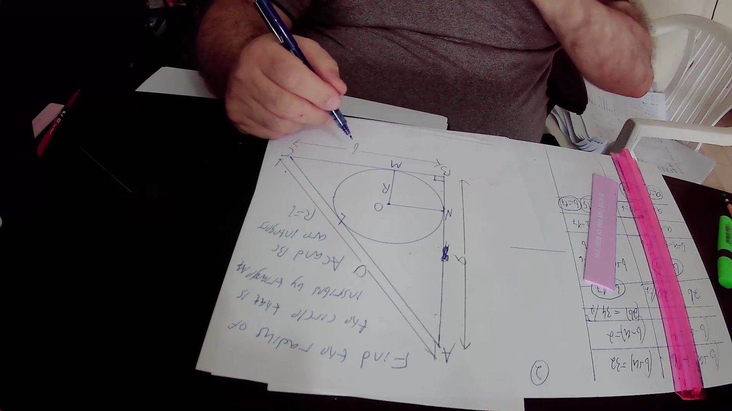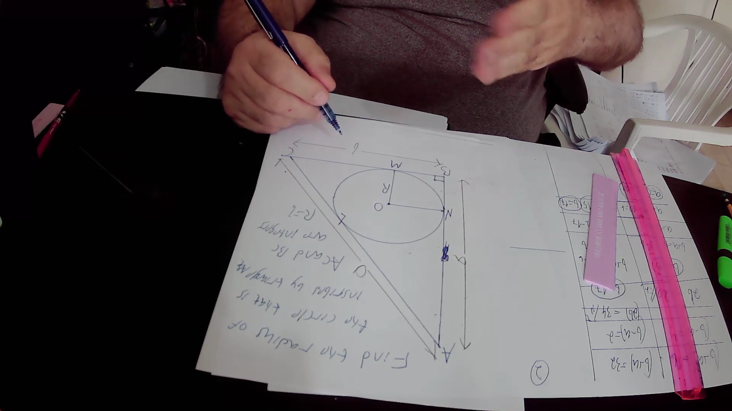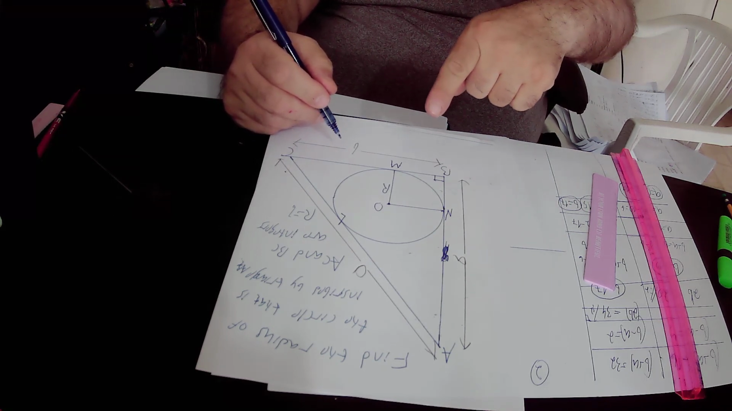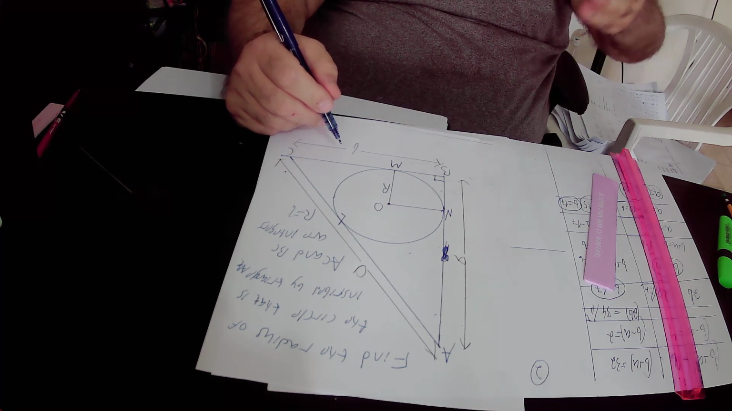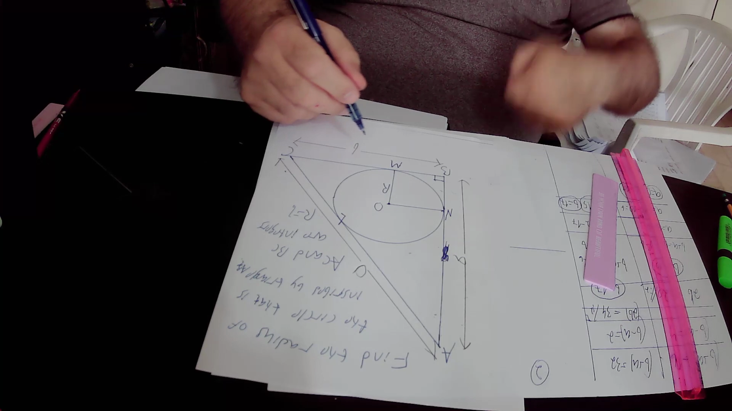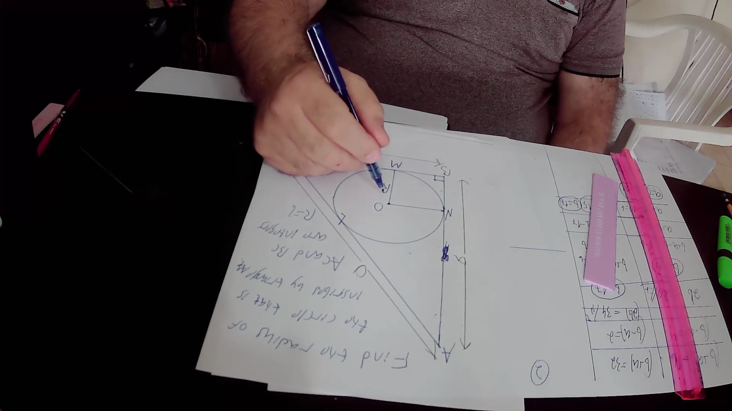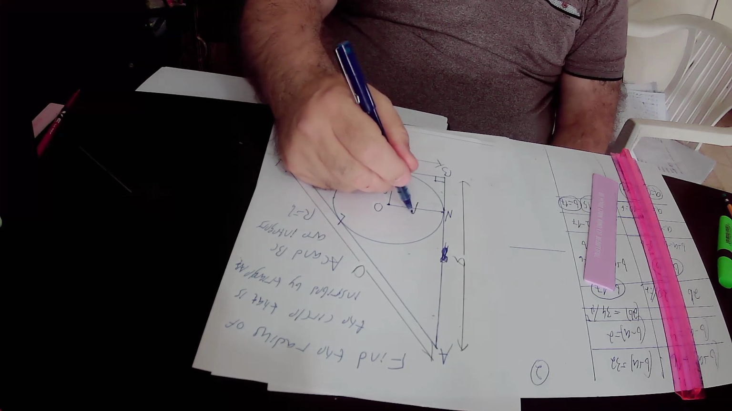Here, what is the definition of line segment ON? Point O is the center of the circle. Point N is the point of the circle itself. This is exactly the definition of a radius. That is to say, NO is the radius of the circle that is equal to capital R according to our definition.